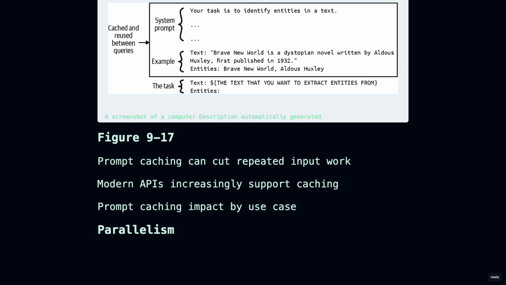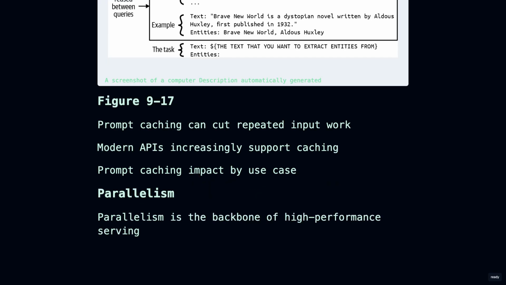Now we switch from request scheduling to compute parallelism. The goal here is to spread work across devices so larger or heavier workloads can be served efficiently. Accelerators are built for parallel work, so parallelism is central to serving at scale. The main families here are replica parallelism, model parallelism, and a few LLM-specific strategies like context and sequence parallelism.